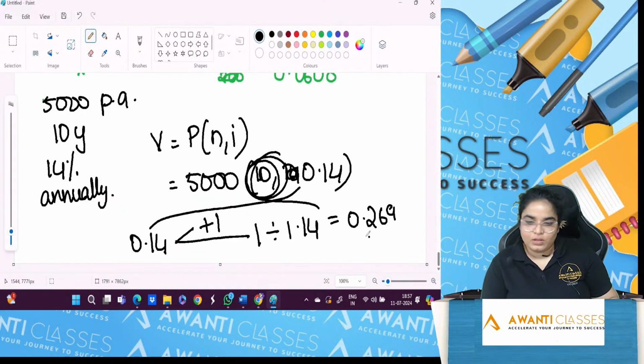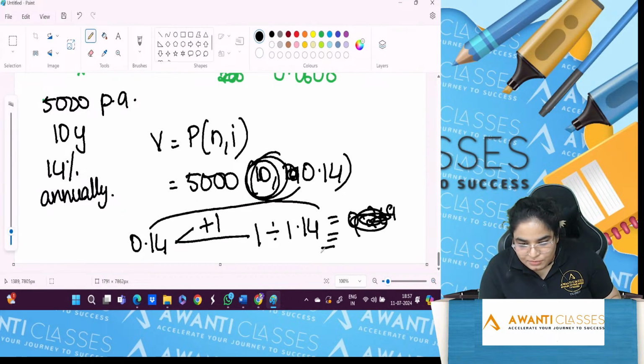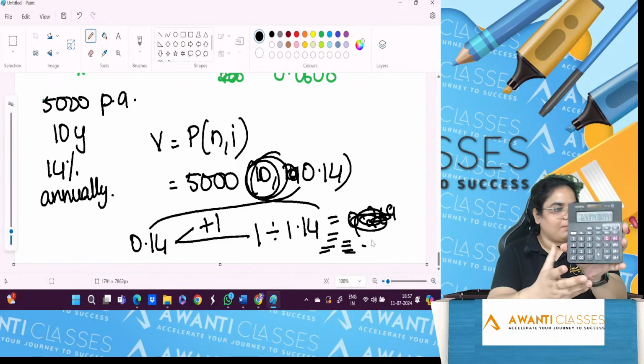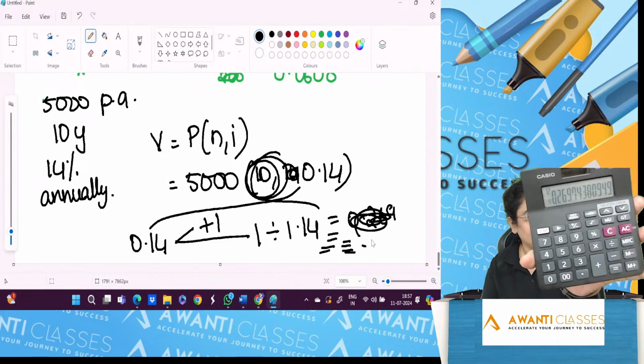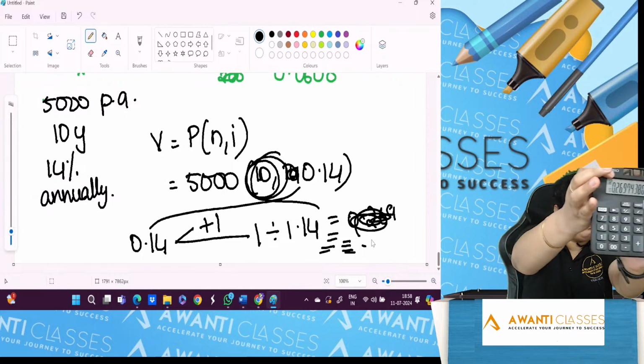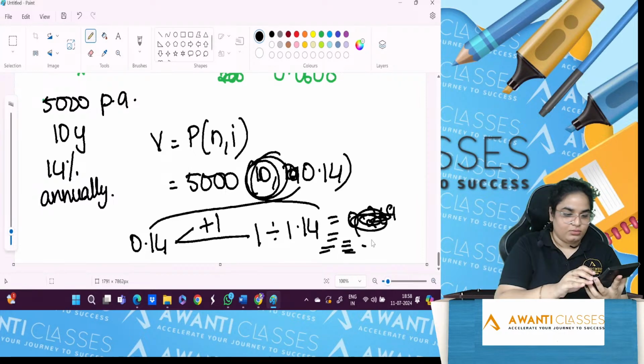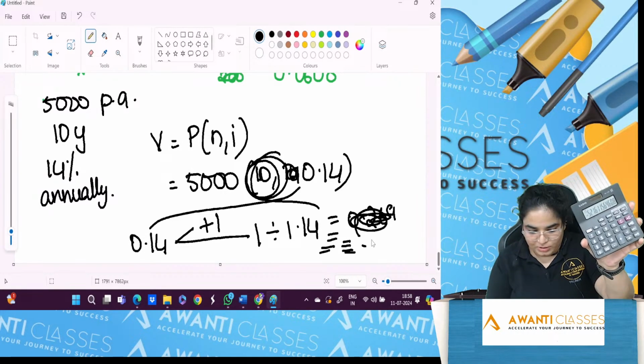Now, after you do this 10 times, can you see the button GT on your calculator? The GT button. Write that. GT. That's all. Press GT. You will get how much?